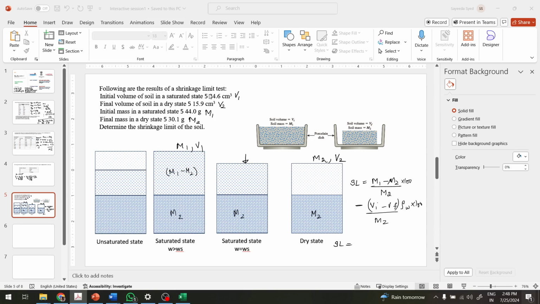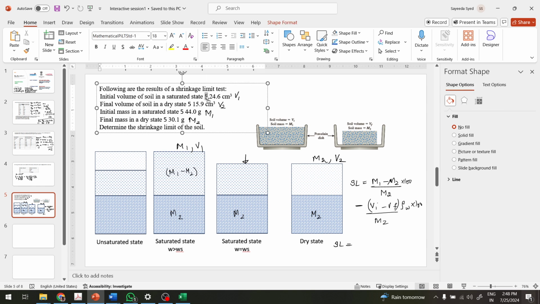Okay. This is an error here. This is equal. Okay, so let's calculate.